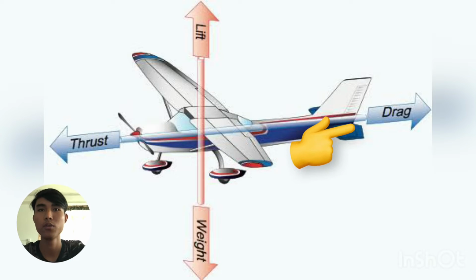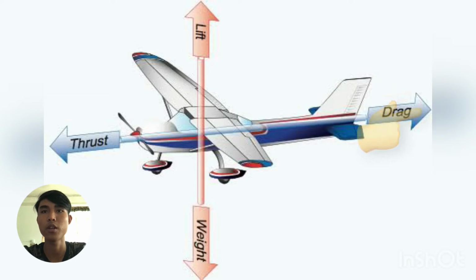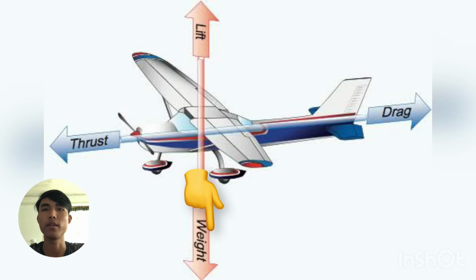Drag. Drag is the rearward retarding force and is caused by disruption of airflow by the wing, fuselage, and other retarding objects. Weight. Weight is the combined load of the airplane itself, the crew, the fuel, and cargo or baggage. Weight pulls the airplane downward because of the force of gravity.